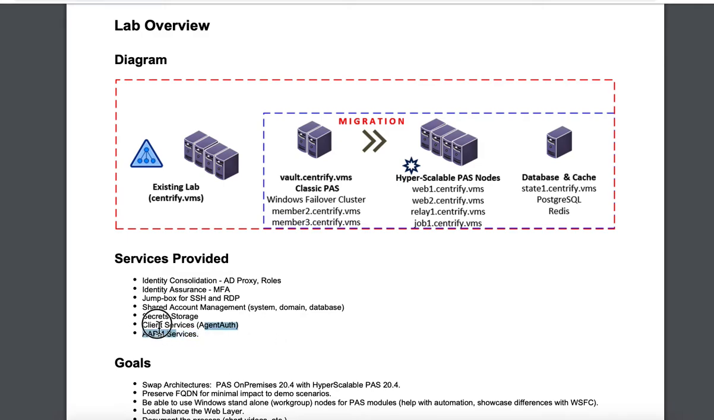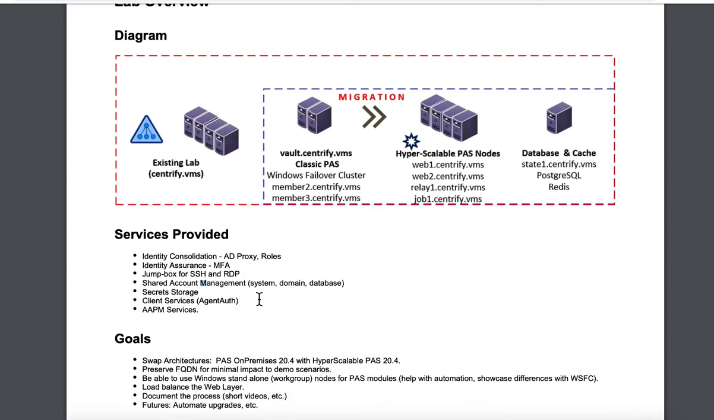First and foremost, you need to identify the services that you have. In my case, I do identity consolidation, MFA, job boxing, shared scenarios, secret storage, client services, and AAPM services.